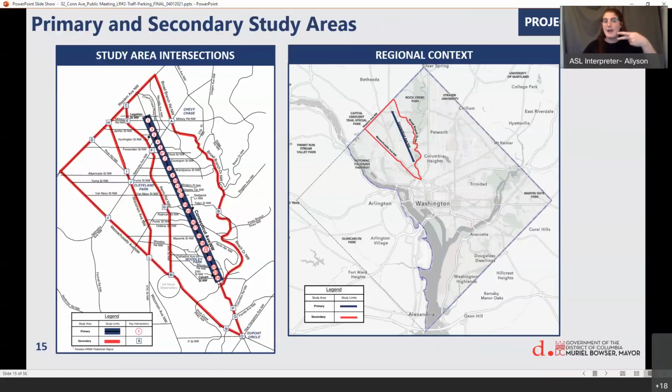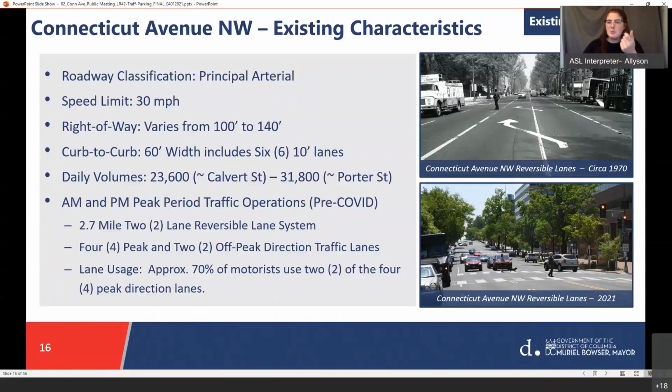Just to give you a little bit of understanding of Connecticut Avenue, it's a principal arterial. The speed limit is currently 30 miles per hour. The curb to curb width includes 60 feet, and that's six lanes. The daily traffic volumes range from 24,000 near Calvert Street and 32,000 near Porter Street. The corridor that we're looking at is 2.7 miles.